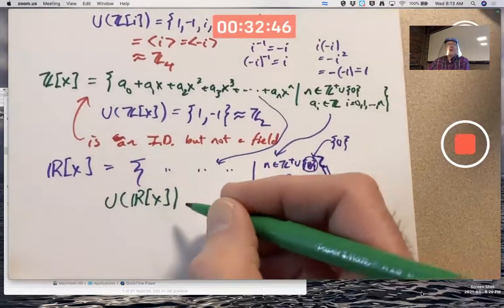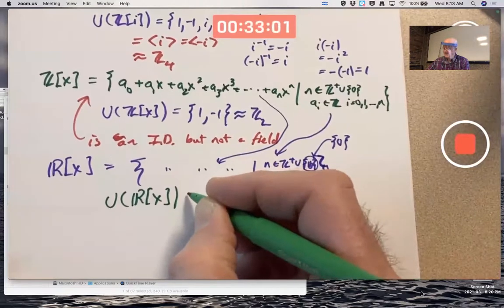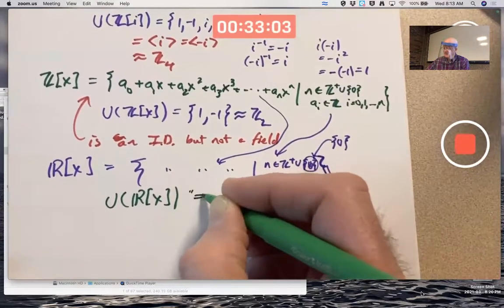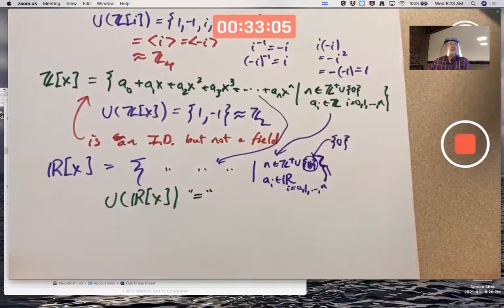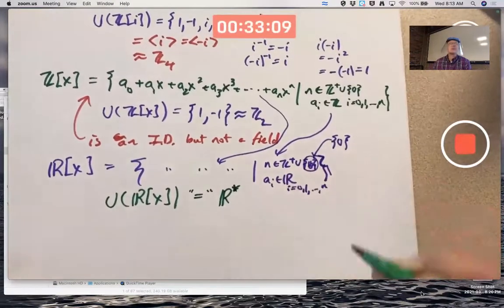The units of R[x] is not equal to R star because constant polynomials are not technically numbers, but they're so close to being numbers, maybe we should essentially write equals here. I'll put equals in quotes. Equals R star, the non-zero real numbers under multiplication.